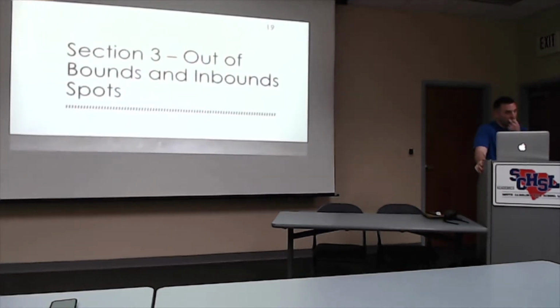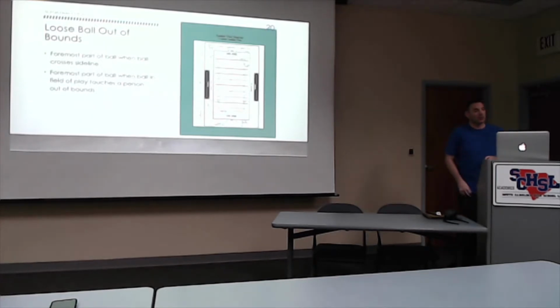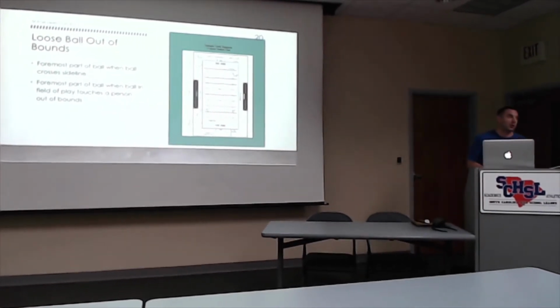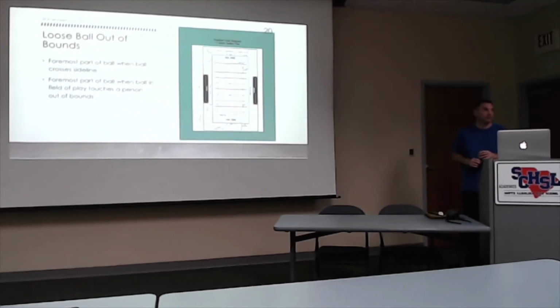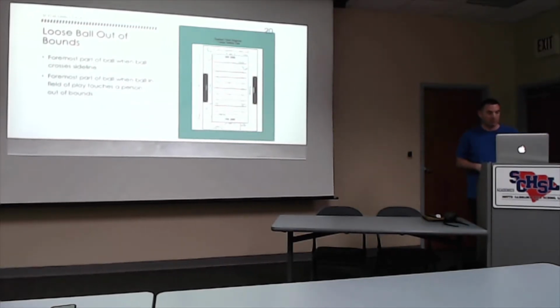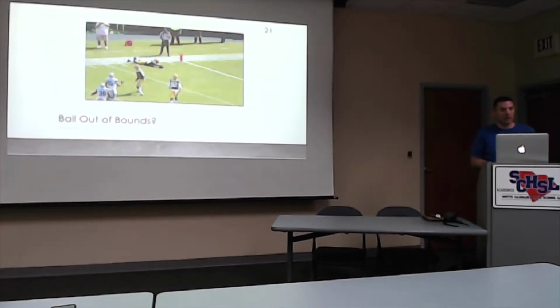All right, section 3. Out of bounds, inbounds. So, a loose ball is out of bounds when the foremost part of the ball crosses the sideline, or when it touches a person out of bounds, or a player. So is this ball out of bounds? Yes. We'll come back to this picture in Rule 9. But yes, that ball is out of bounds.